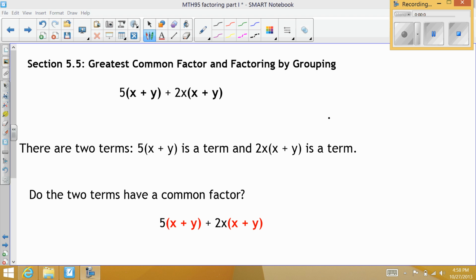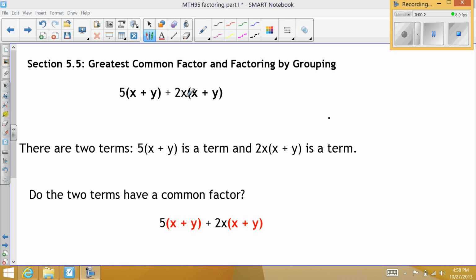Take this a step further, look at the greatest common factor in factoring by grouping. So this one looks a little different, but what we do have here are two terms. The 5 times x plus y is all one term, because we then have the addition, and the 2x times x plus y is also all one term. And within this term we have two factors. The 5 is a factor, and the x plus y is a factor, because they're joined by multiplication.